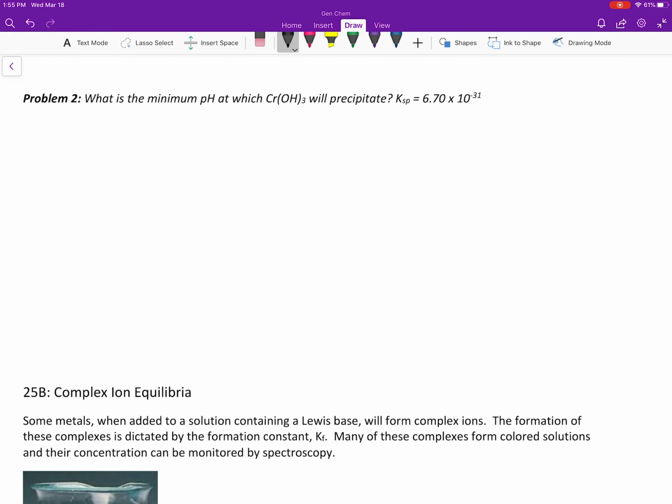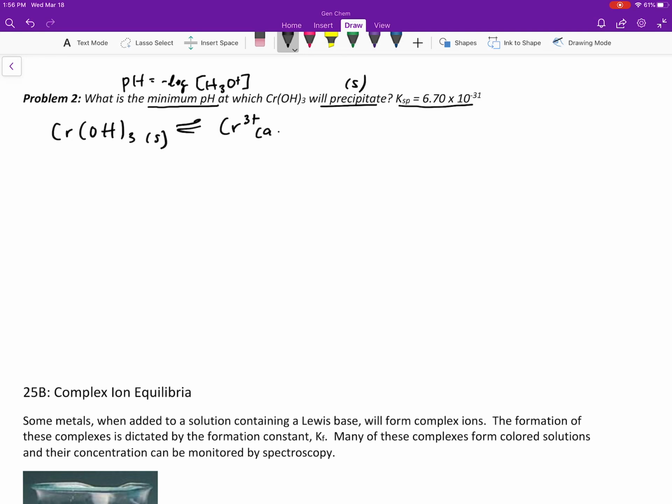So this question says, what is the minimum pH at which chromium hydroxide will precipitate as a solid? We're looking for this value so that we can plug it into the negative log. It gives me a Ksp, so I should be thinking of a solubility expression like we did in the previous lesson. Got to make sure it's nice and balanced.